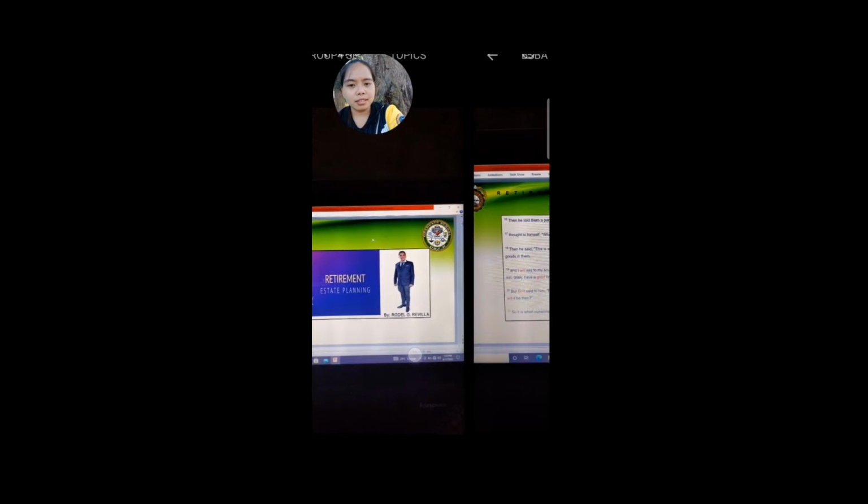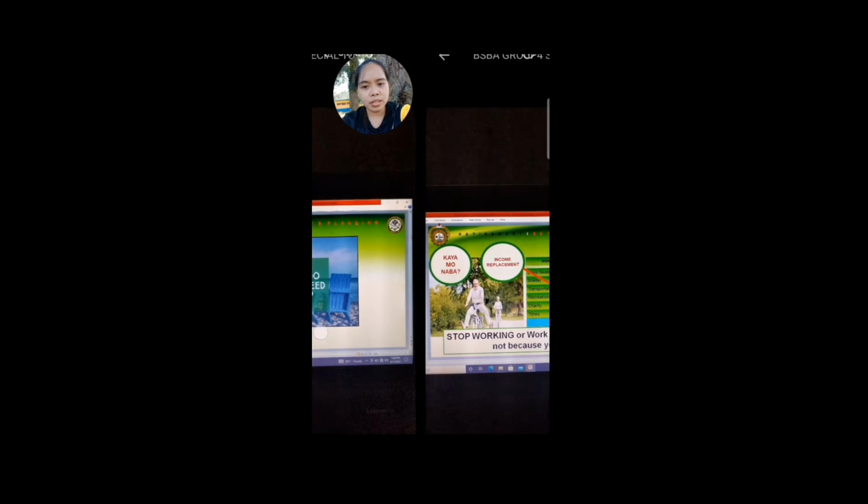Retirement estate planning. Retirement is not an age but a time of capability. Visualize retirement in detail. How much do you really need to retire?